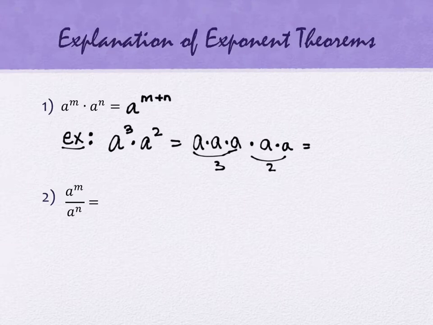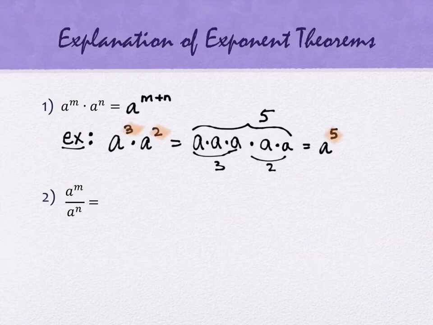How many a's do you have? There are 5. So this is a to the power 5. And how do you get from 3 and 2 to 5? What operation does that? Addition. Okay? And you could repeat another example. If one example is not enough, just change the 3 and the 2 to something else, 5 and 4. It'd be more writing, but you could do that. And you'd still end up with the same result, the addition of the 2 exponents.